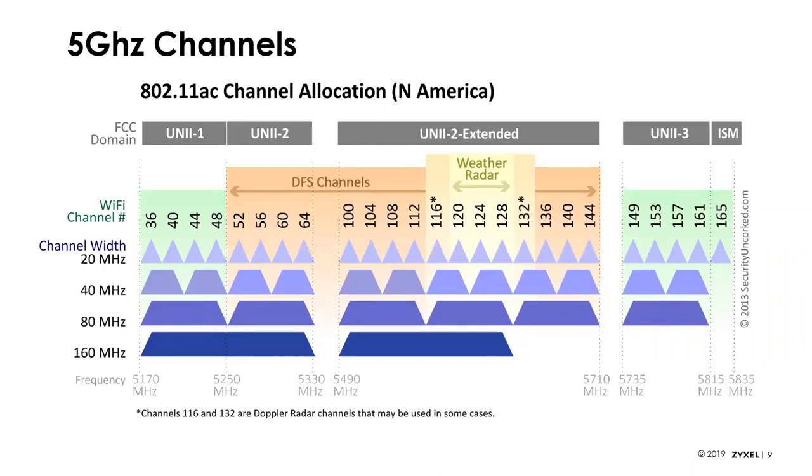5 gigahertz is better for us. There's a lot more channels available. So if we look at 20 megahertz channels, there's something like 26 non-overlapping channels that can be used. But you'll notice here, a lot of these channels are highlighted in orange and called DFS channels.